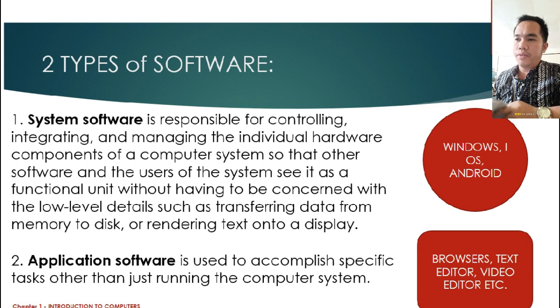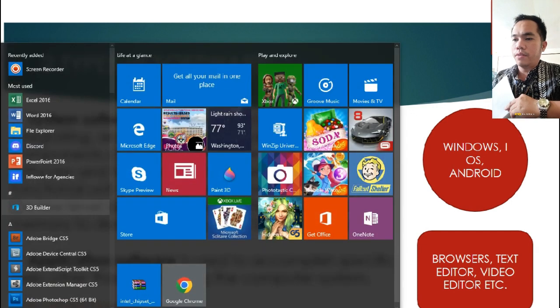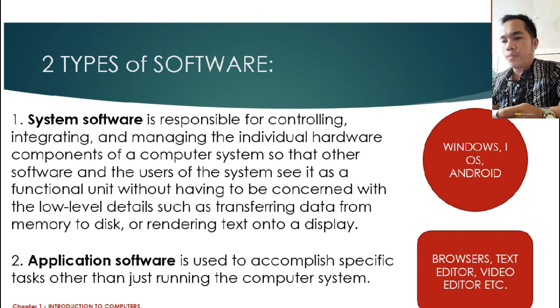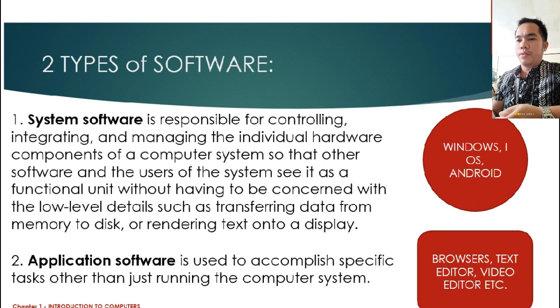Let me minimize this. This is our system software. The system software runs the different application software that we use. For example, this PowerPoint presentation is running under the system software. PowerPoint is an application software type. So we cannot run application software without the help of system software.